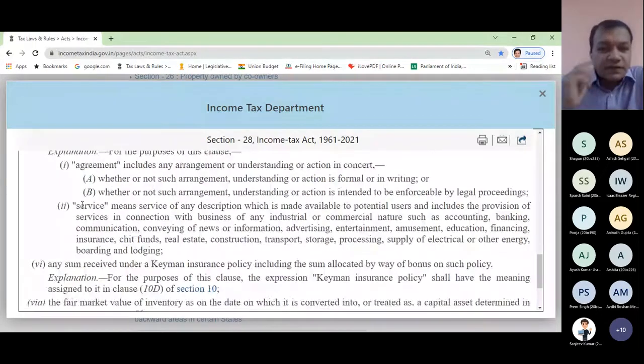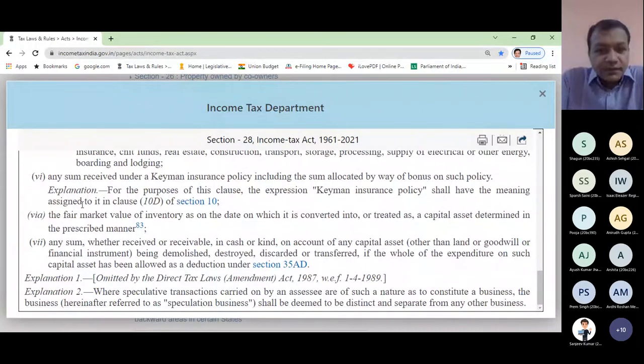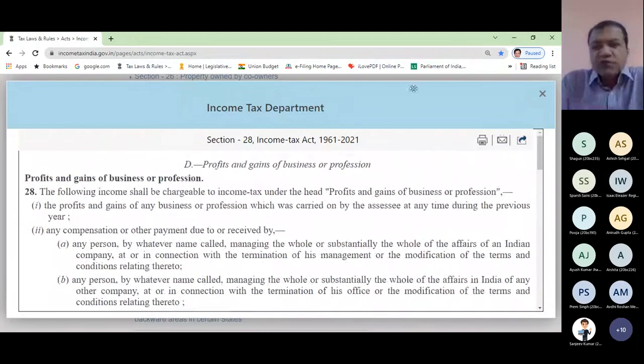So many other things are written. That is theory only. You have to learn any 4 or 5 such incomes which are taxable as PGBP income under section 28.